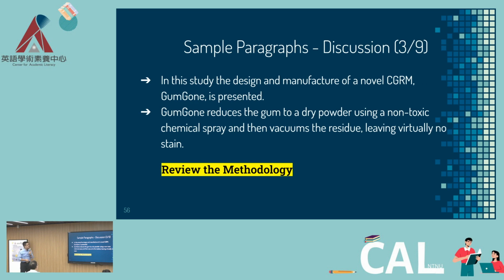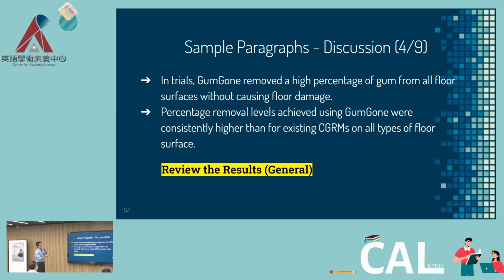So how about the next one? In this study, the design and manufacture of a novel CGRM, the Gum Gun, is presented. Okay, next. Gum Gun reduces the gum to a dry powder using non-toxic chemicals and then vacuums the residue. Okay, thank you. So it's methodology. They build a novel machine, reduce the gum into a dry powder using a non-toxic chemical spray, and then vacuum the residue. So you reduce it to powder, and you use the vacuum machine to vacuum. Okay, so leaving virtually no stain. How about the first one?